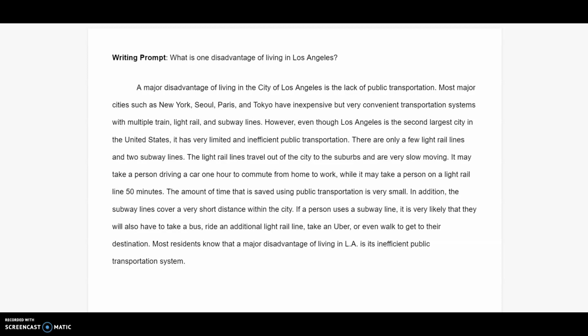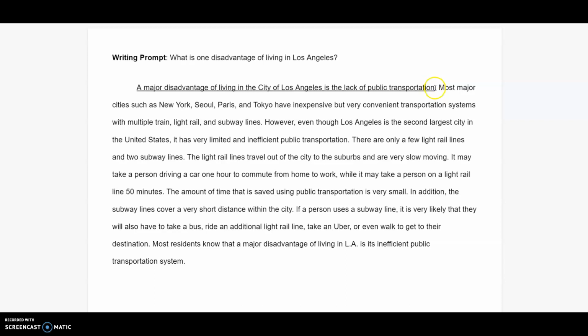The first thing we want to look at is the topic sentence. The first sentence in the paragraph is the topic sentence. A major disadvantage of living in the city of Los Angeles is the lack of public transportation. That topic sentence very clearly answers the writing prompt. So that's the first thing you want to write when you start your paragraph.